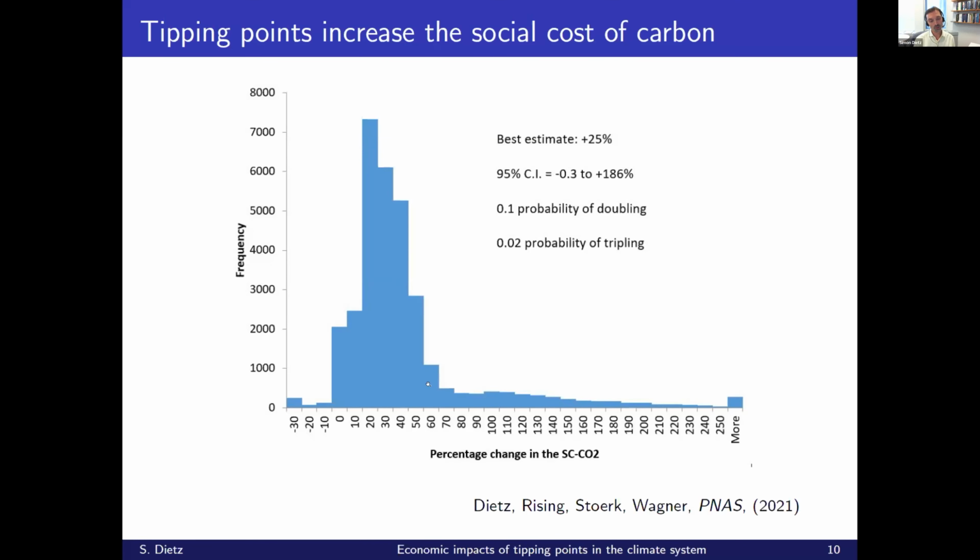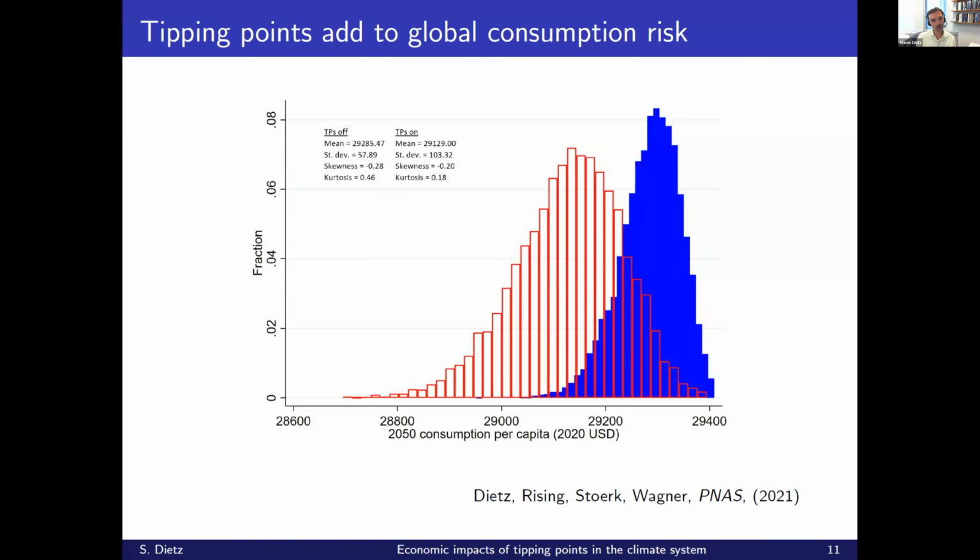Okay, so two points here really. Tipping points increase the social cost of carbon, but they also increase risk. Another way of thinking about the fact that tipping points increase future risk is by looking at the distribution of global average consumption per capita. The blue distribution is without tipping points. The red distribution is with tipping points. Tipping points shift the distribution to the left, so they reduce people's incomes, and they also spread the distribution further to the left, so they increase the risk around people's future incomes.